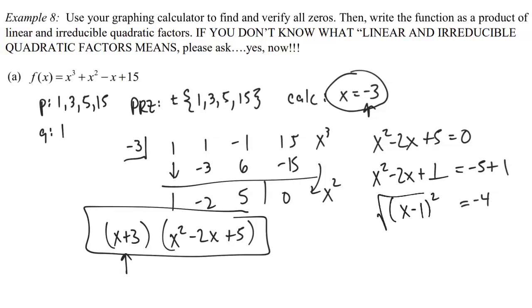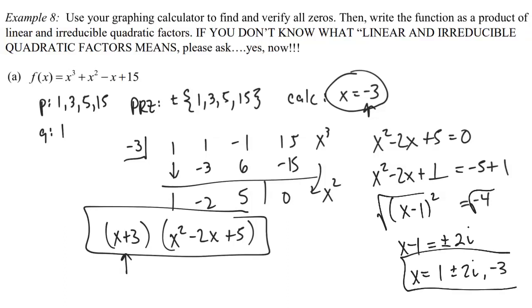I take the square root of both sides, and that leaves x minus 1 is equal to plus or minus the square root of negative 4, which would be 2i, and then just add 1 to both sides so that we get 1 plus or minus 2i. That's 2 of my zeros, and then don't forget about the third one, which came from the calculator, negative 3.